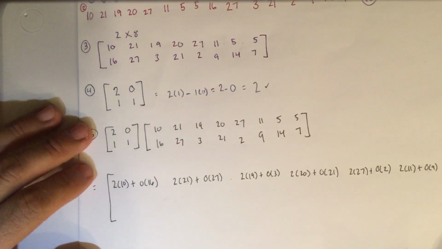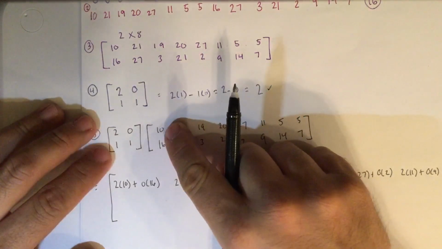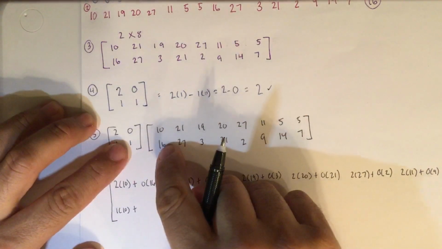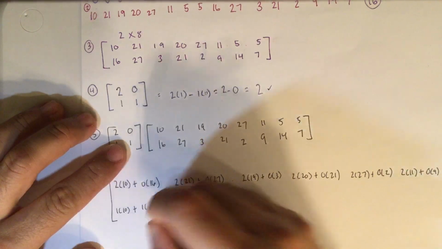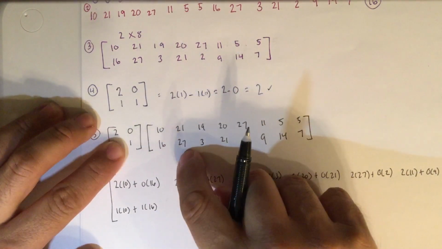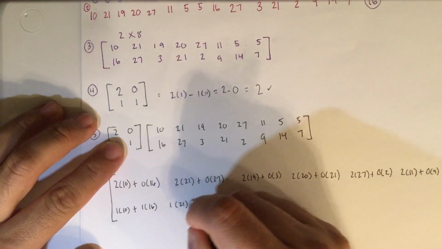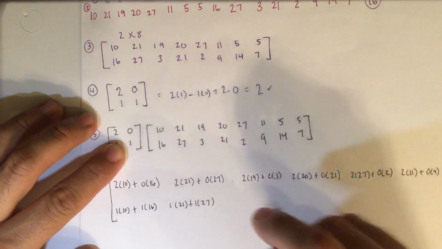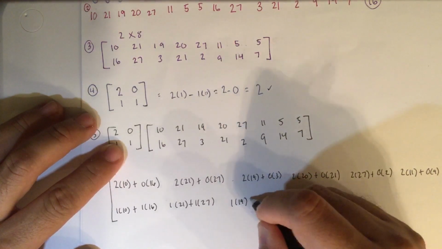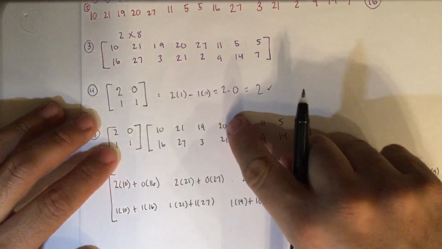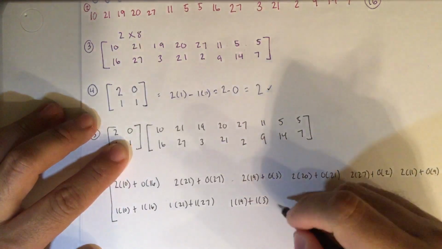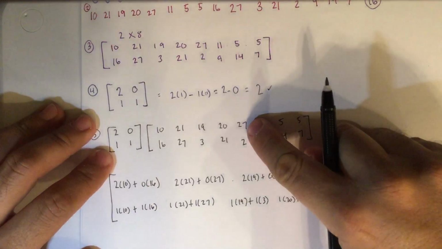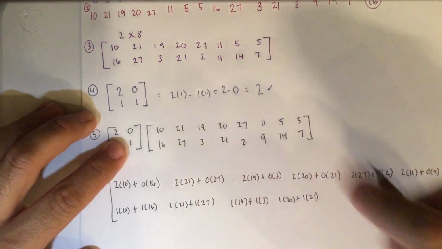Now, for the second part, I'm going to do the same thing. Now I'm doing the bottom row. 1 times 10 plus 1 times 16. This one I'm going to make a little bit smaller so I can fit it in there. 1 times 21 plus 1 times 27. 1 times 19 plus 1 times 3. 1 times 20 plus 1 times 21. 1 times 27 plus 1 times 2.